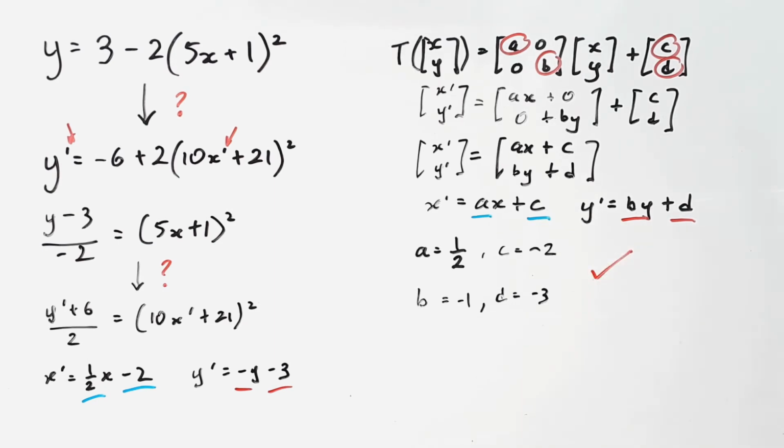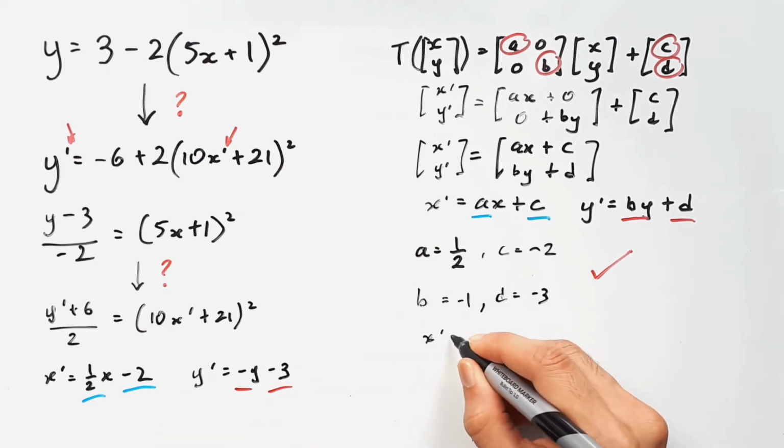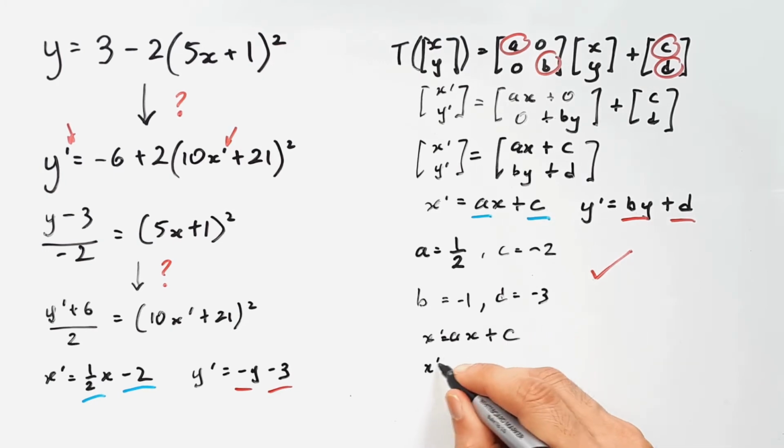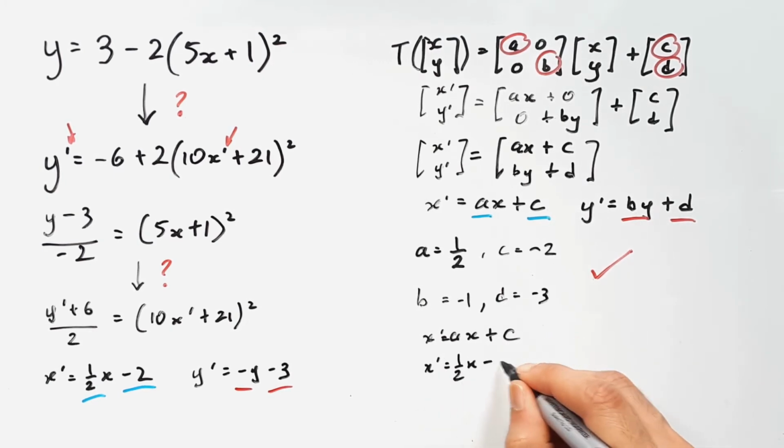And that's our answer. If you guys are struggling to compare the expressions together, then feel free to write them side by side or above each other like this, x dash equal to Ax plus C and x dash equal to half x minus 2, and that might make the job easier for you guys.